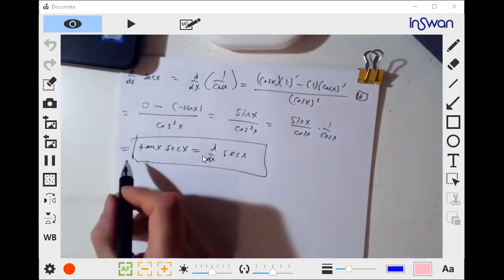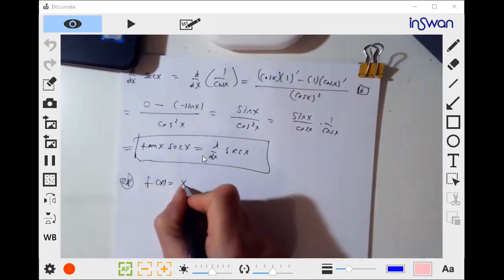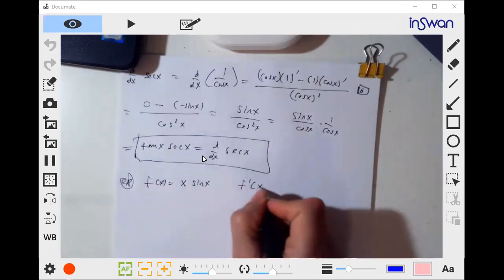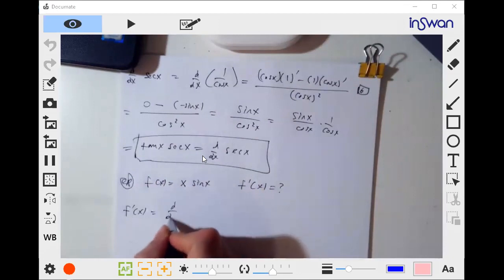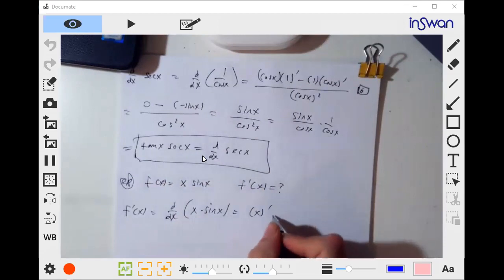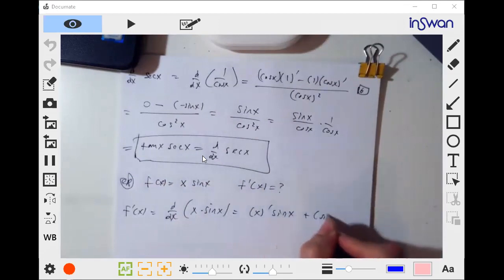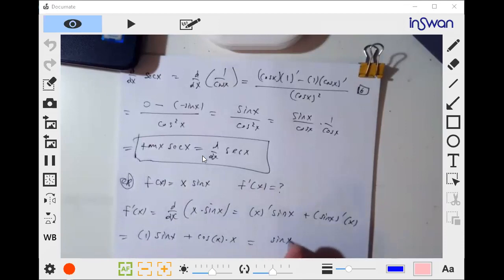Alright. Here's another example. What if our f of x is a product of two functions, x times sine of x? What is f prime of x? Well, f prime of x is equal to d dx of these guys. It's a product of two functions. So we get x prime sine of x plus sine of x prime x. So this becomes 1 times sine of x. Derivative of sine is cosine. So this reduces to sine of x plus x cosine of x.